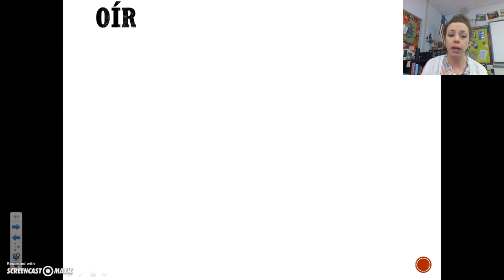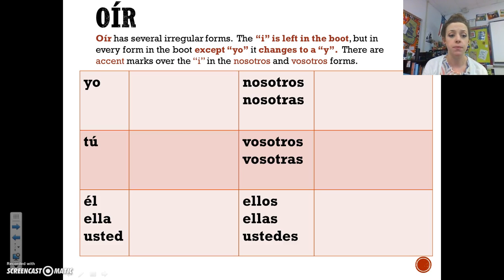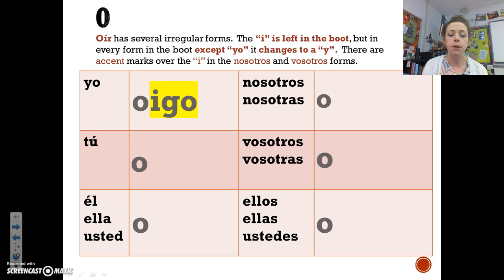Okay, oír is one that is super weird and irregular, okay? So basically what happens is that the i is left in the boot, okay? So we only take off the r, but every form in the boot except the yo form will change to a y, okay? Then there are also accent marks over the i in the nosotros and vosotros forms, okay? So the yo form of oír is oigo, okay? I'm going to put an o in every other box, even though we know that we're going to have to include that i in the boot, okay? But we have to change it.